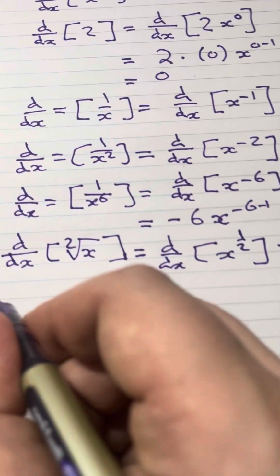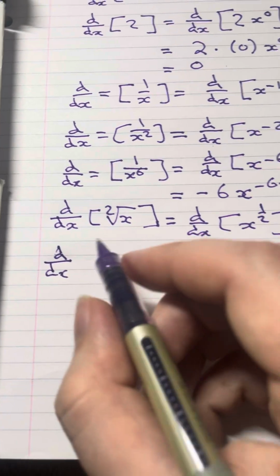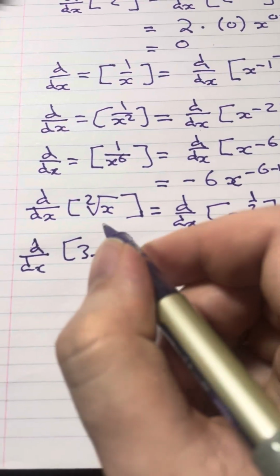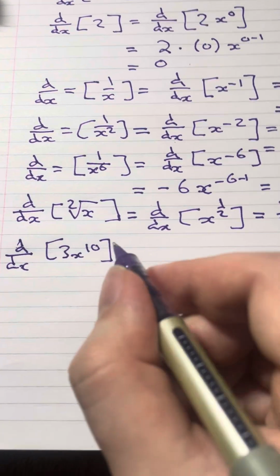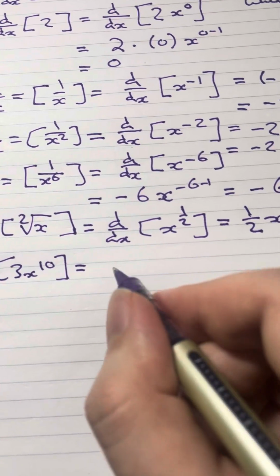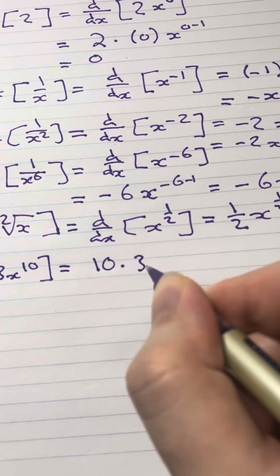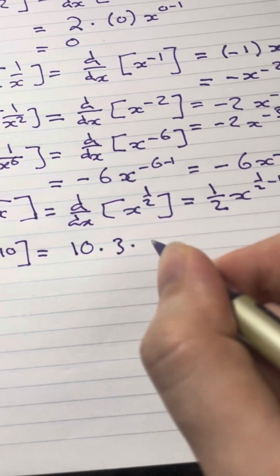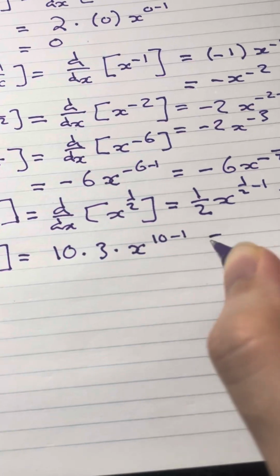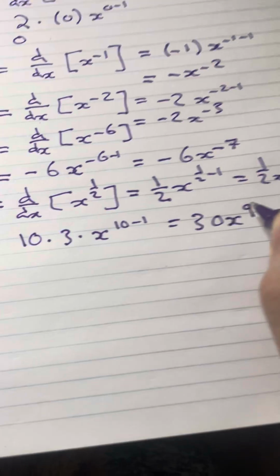What if we get the equation d dx of 3x to the 10? That is equivalent to saying 10 times 3 times x to the 10 minus 1, which equals 30x to the power of 9.